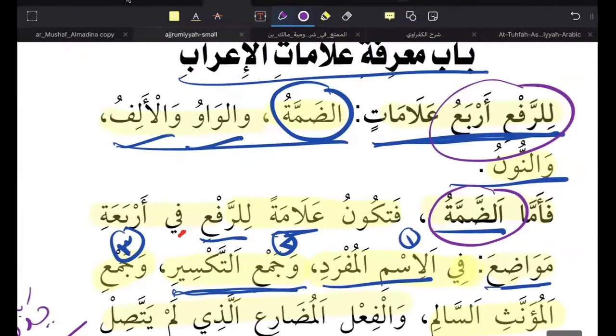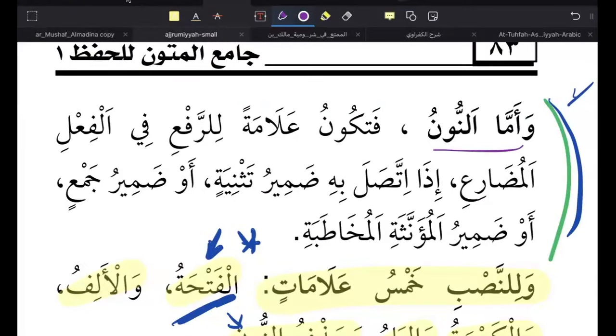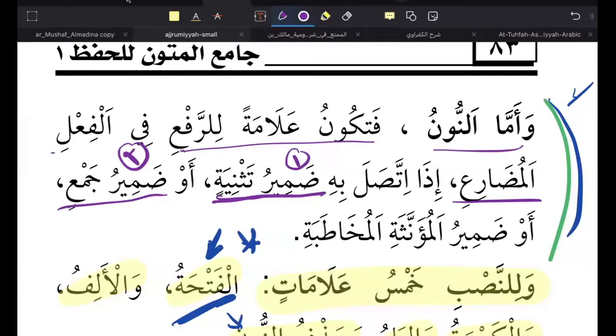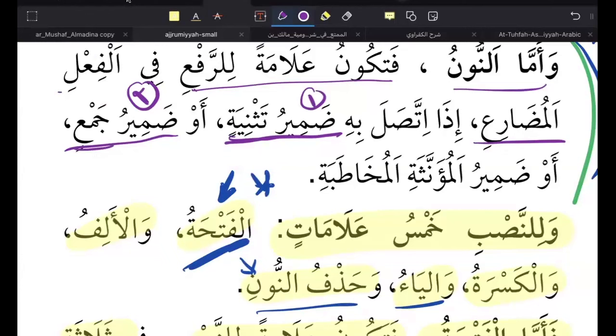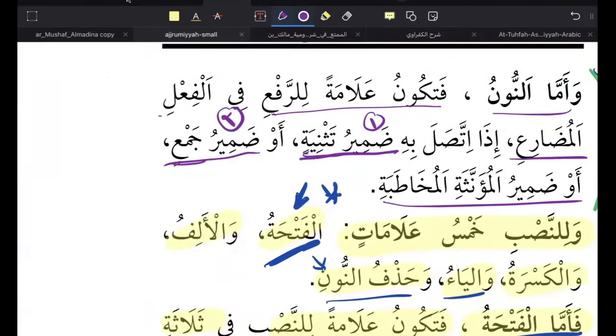So remember what he said for the raf', you have the 'alama of damma and you have the 'alama of noon. So what does noon have to do? Let's read it. It says: as for the noon, it will be a sign for the raf' in the present tense verb if a dual pronoun is connected to it, or a plural pronoun is connected, or the second person feminine pronoun is connected. So what are they talking about? They're talking about the dhamir of muthanna, tathniya. So you have, let's say, yadhhabani.